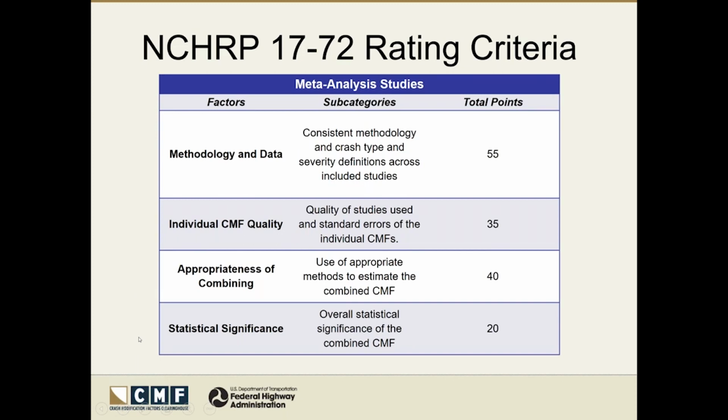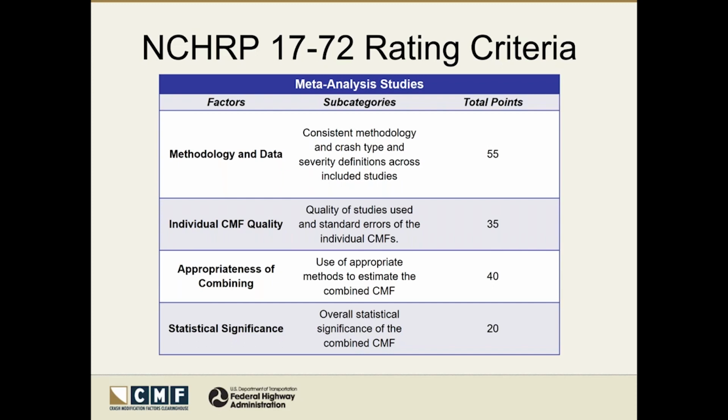Now you'll see the rating criteria for meta-analysis studies. Again, there's some overlap here. For instance, statistical significance is the same criteria for the meta-analysis studies. However, when you look at the other factors, some include some changes based on the study type. So for the methodology and data, the subcategories include the consistent methodology, crash type, and severity definitions across the included studies. And examining that, you could achieve a total of 55 points.